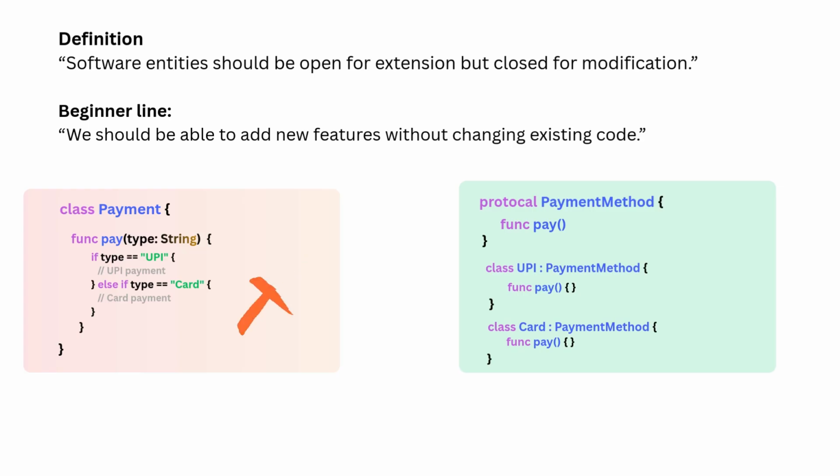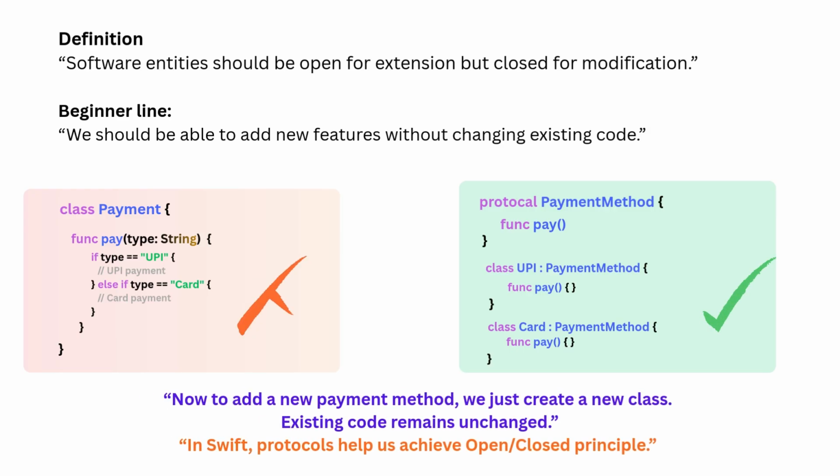If you compare both examples, the wrong one and the correct approach with the open closed principle, now you can add any payment method. We just create a new class, and the existing code remains unchanged. So protocols help us achieve the open closed principle, and if you have doubts, you can try it with your own code. This is the second principle we are following.